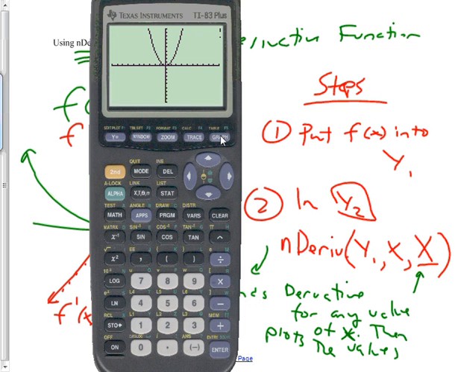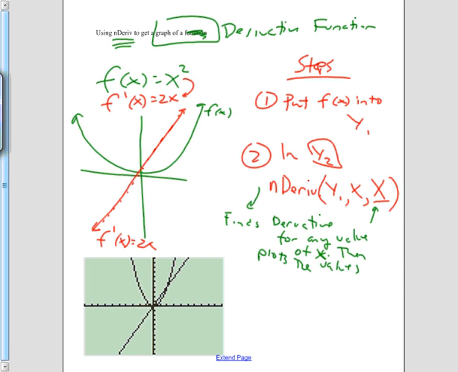Sometimes this takes a little bit of time just for the calculator to think, but there it is. That's what we would expect. We have the parabola y equals x squared right here, and then this line y equals 2x there, the derivative of that function.